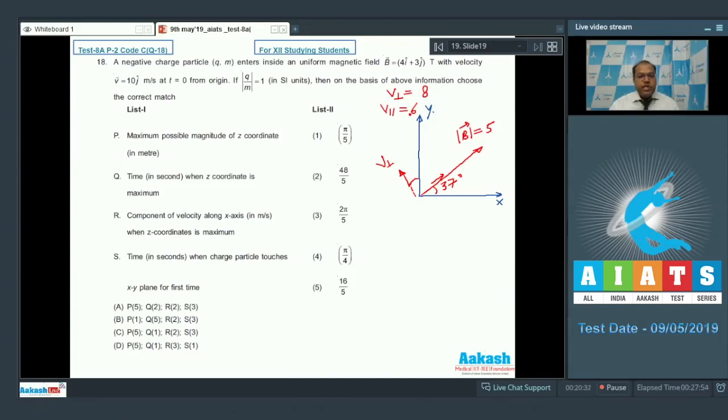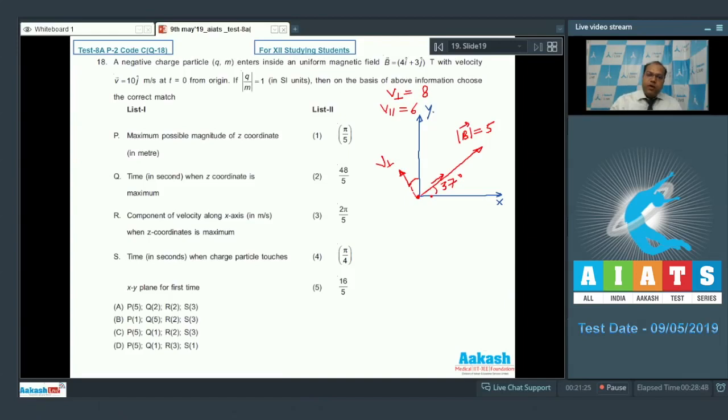Now let's check the entry P of list 1. Maximum possible magnitude of Z coordinate in meter. So the particle is negative in nature. So if I keep the fingers of my right hand in the direction of the magnetic field and thumb in the direction of the V perpendicular direction, then palm represents the direction of magnetic force experienced by the charged particle. So when the charged particle is positive, it will experience force in the negative Z direction. But since the charged particle given is negative in nature, so at this moment the charged particle will experience force along positive Z axis.